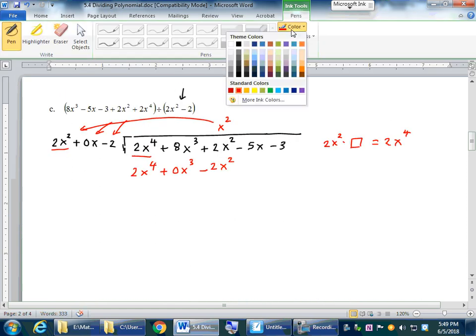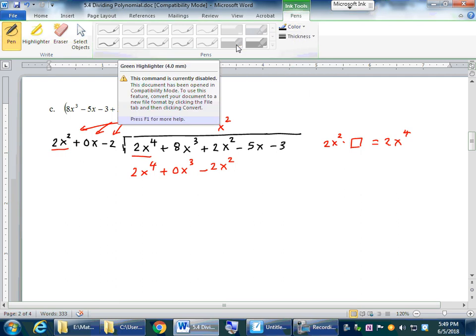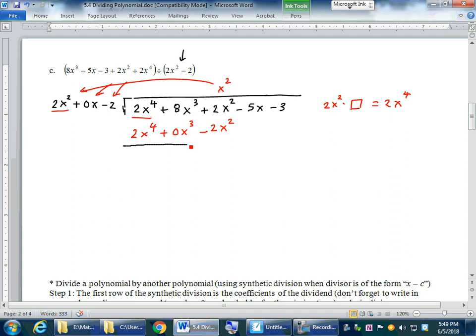Then we subtract. So you need to distribute this negative sign. Negative times positive is negative. Negative times positive is negative. Negative times negative is positive. So when we simplify it, 2x to the fourth power minus 2x to the fourth is 0. Positive 8x to the third minus 0x to the third will be 8x to the third. Positive 2x squared plus 2x squared will become positive 4x squared. And then you write down the rest, negative 5x minus 3.